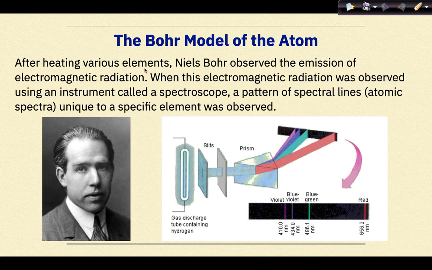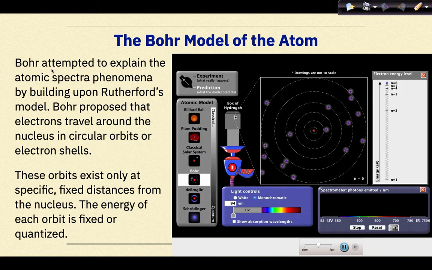After heating various elements, Niels Bohr observed the emission, again the release, of electromagnetic radiation. When this electromagnetic radiation was observed using an instrument called a spectroscope, a pattern of spectral lines, atomic spectra, unique to a specific element was observed. Bohr attempted to explain the atomic spectra phenomena by building upon Rutherford's model.